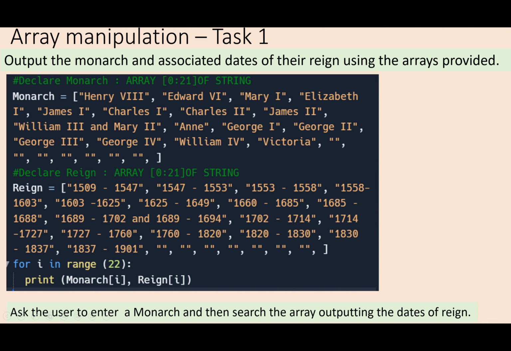You could make it a little bit more presentable by having some text inside your print statements. So something like maybe have monarch i, and then a comma, and then in quote marks, reigned from, close quote marks, comma, reign i. Anyway, something like that. But this works. So try it if yours didn't work.